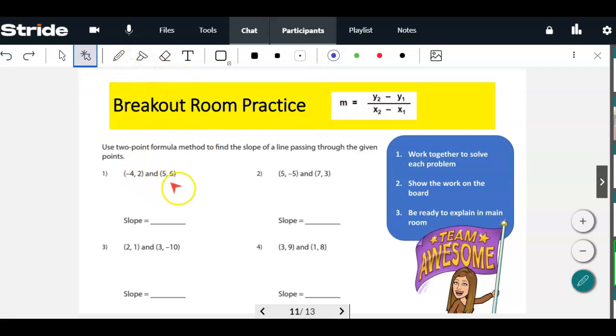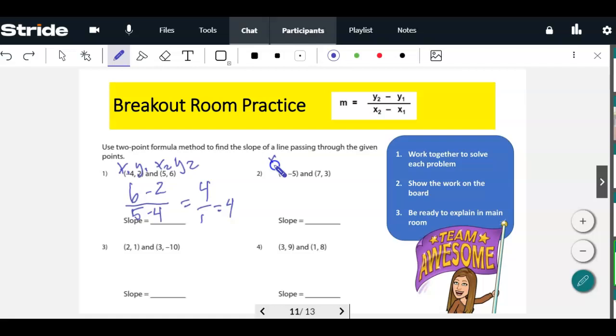So let's do this one. You have -4, 2. You have 5, 6. So x1, y1, x2, y2. So we're going to do, using the formula, 6 minus 2 over 5 minus 4. 6 minus 2 is 4. 5 minus 4 is 1. That simplifies to 4.